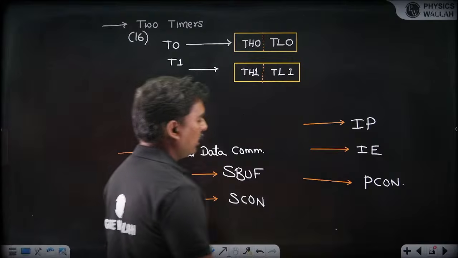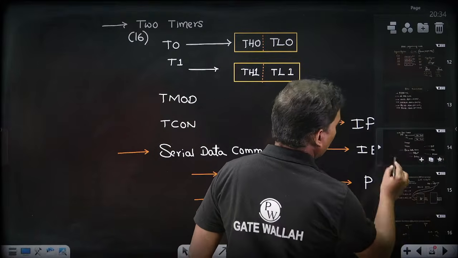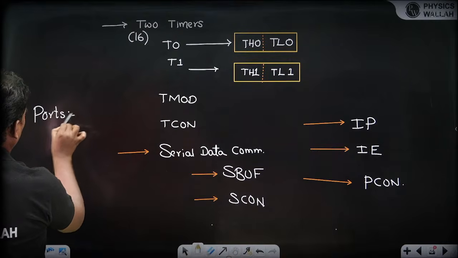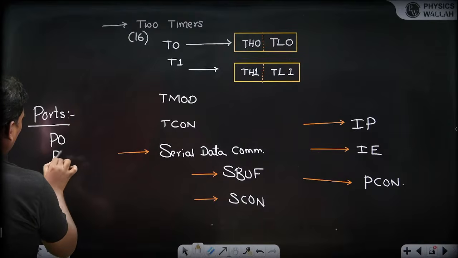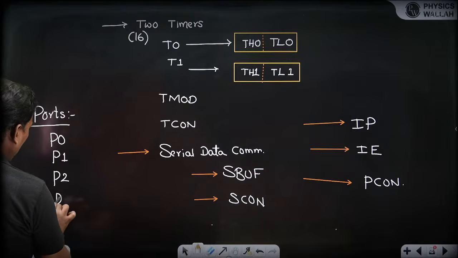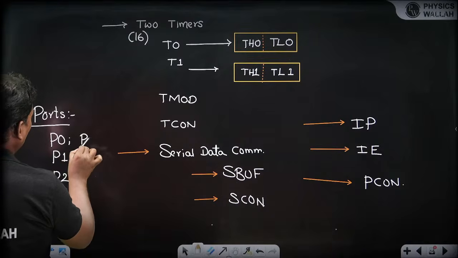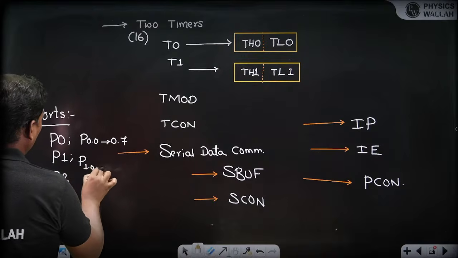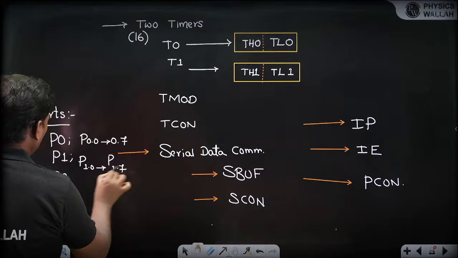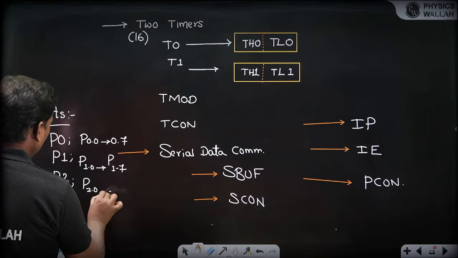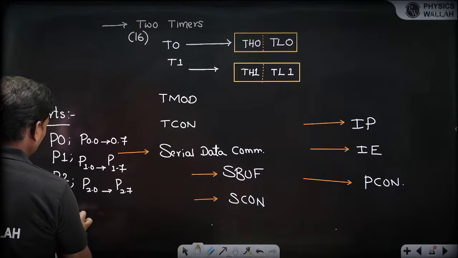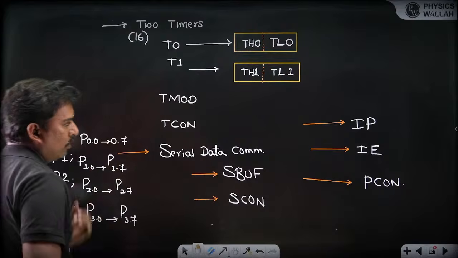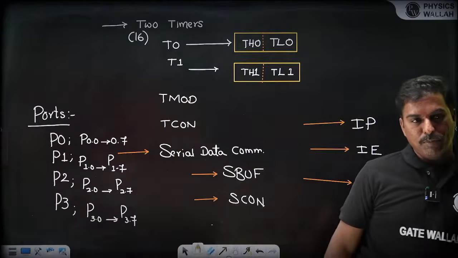In addition to this, we also have ports. So what are the ports we have? We're having port 0, port 1, port 2, port 3. Port 0 is having pins 0.0 to 0.7, this is 1.0 to 1.7, 2.0 to 2.7, 3.0 to 3.7. Got it? So these are the basic registers.